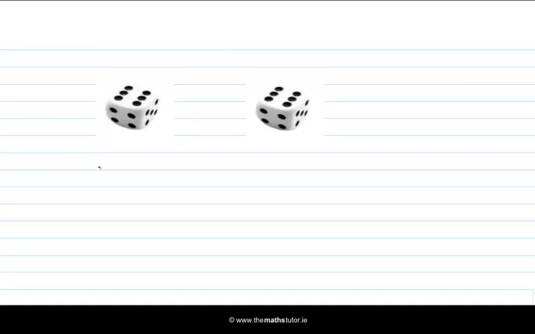So let's say that I have two dice, and I roll the two dice, and I ask the following question. I want to find out the probability of getting at least one 6 when I roll the two fair dice. So how can I approach this problem?